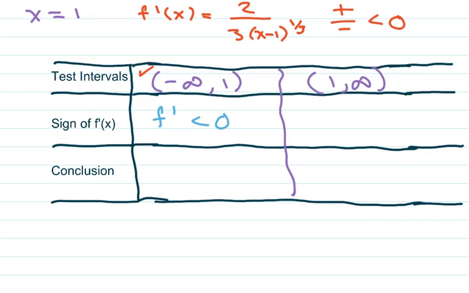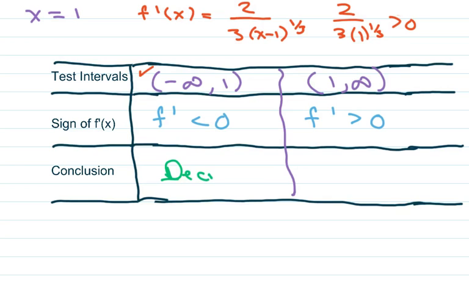So the sign of my derivative for this interval is negative. Now when I plug in, say, a 2 into the interval, you're going to get something like 2 over 3 times 1 to the 1/3. Well, this is positive. So the sign of the derivative on this interval is positive. When the derivative is negative, that means we have a decreasing function. Our function is decreasing on this interval, and on this interval, it is increasing.